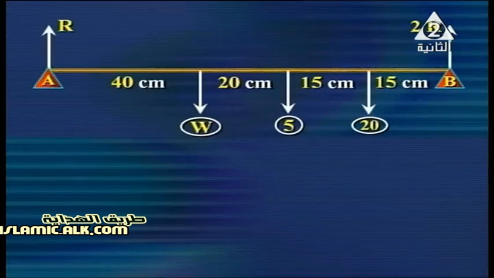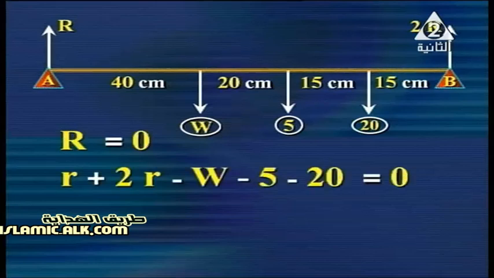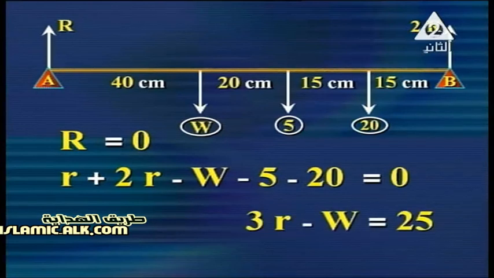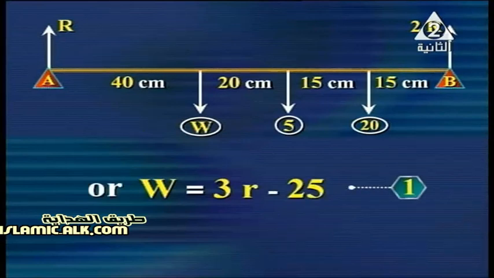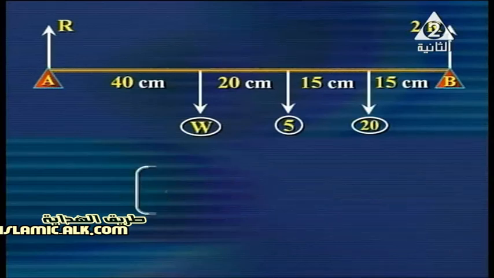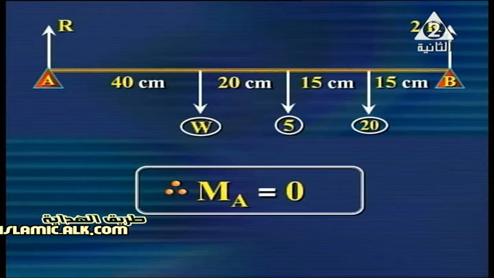We have R plus 2R equals W plus 5 plus 20. The first equation: R plus 2R minus W minus 5 minus 20 equals 0. Therefore, we form an equation with two unknowns, 3R minus W equals 25. Therefore, the relation between W and R is W equals 3R minus 25. This is the first equation. Now take moments about point A.